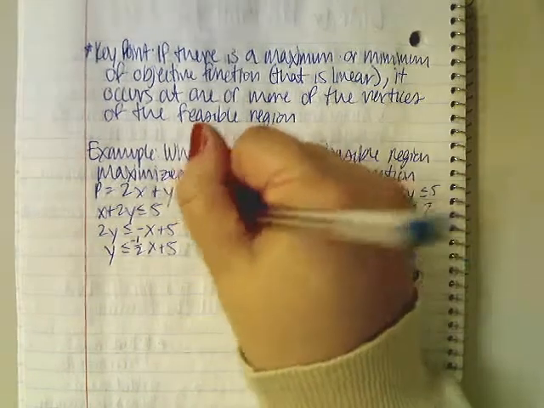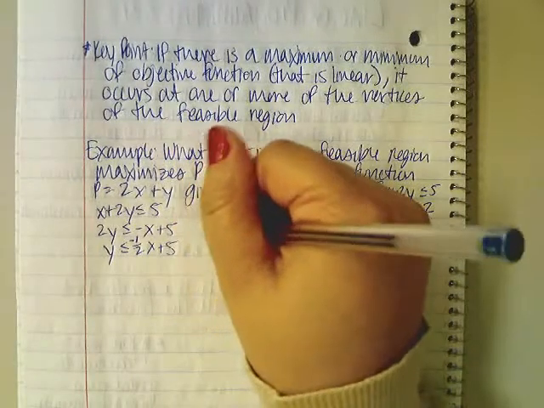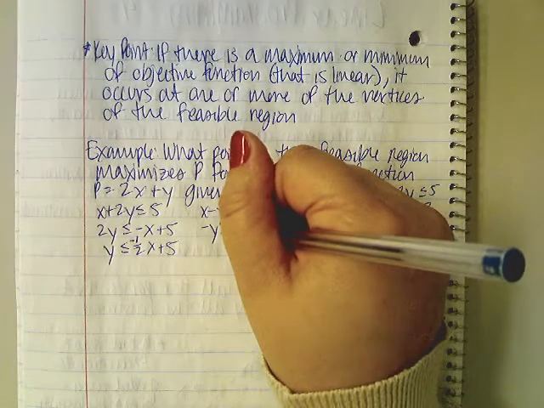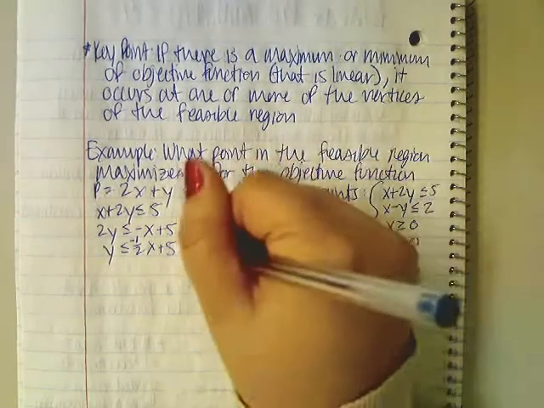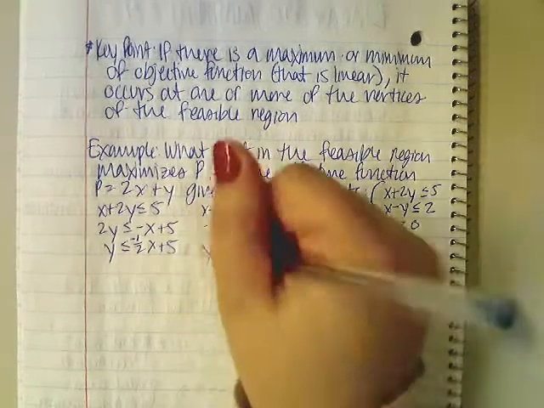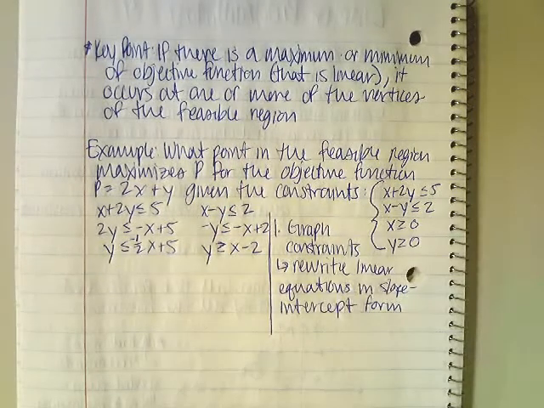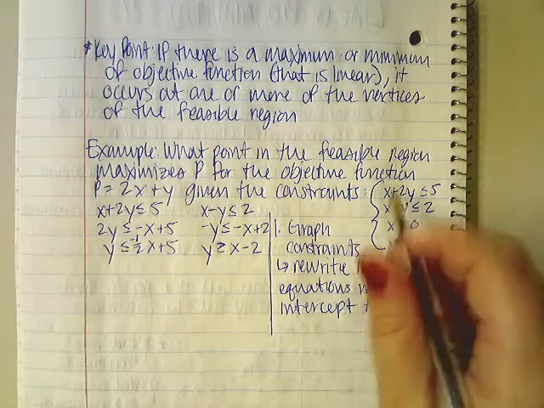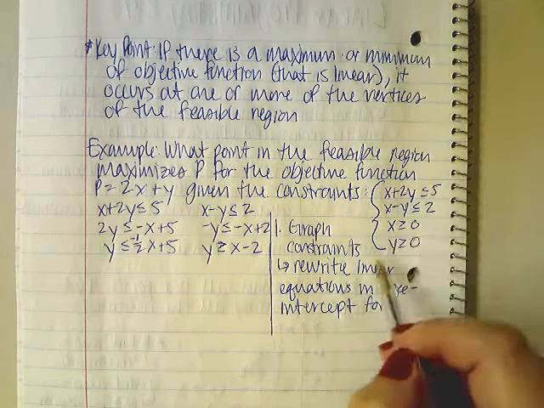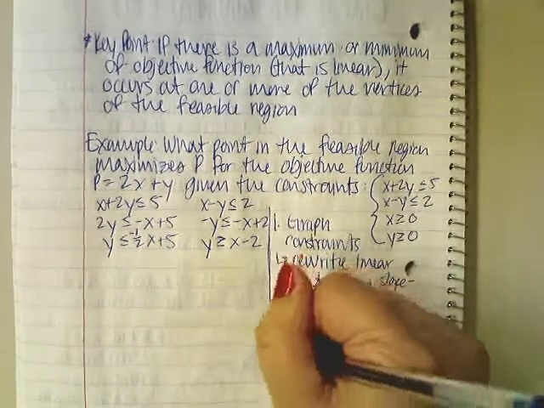So my other equation, I have x minus y is less than or equal to 2. I subtract x from both sides and I get negative y is less than or equal to negative x plus 2. I multiply by negative 1 and I get y is greater than or equal to x minus 2, since I need to flip the direction of my inequality. So those are my 2 linear equations in slope-intercept form. The other 2 constraints are just a vertical line and horizontal line, so I don't need to rearrange those.